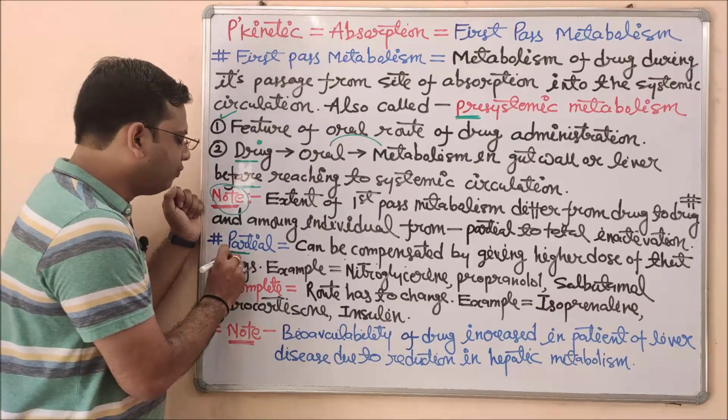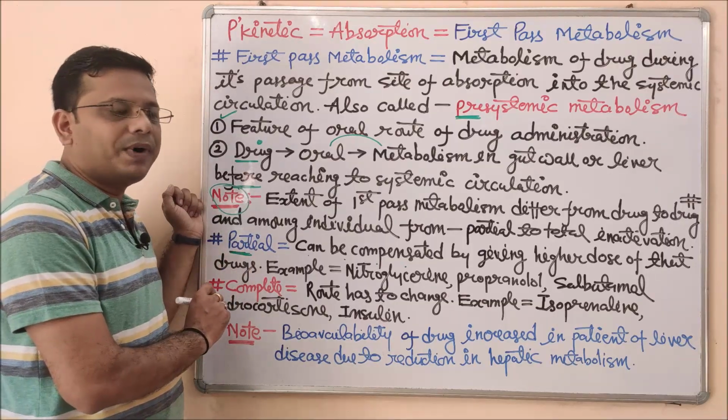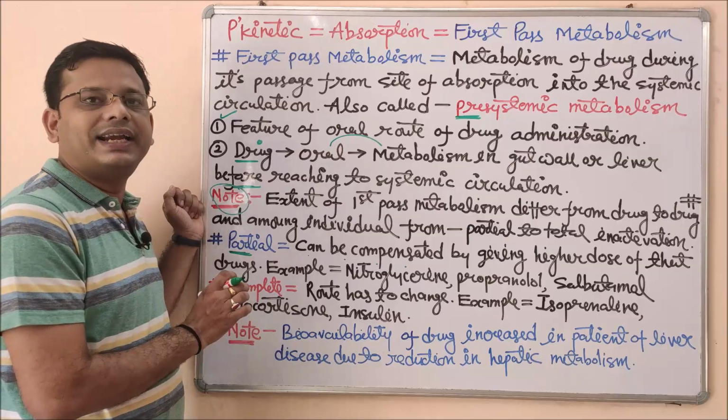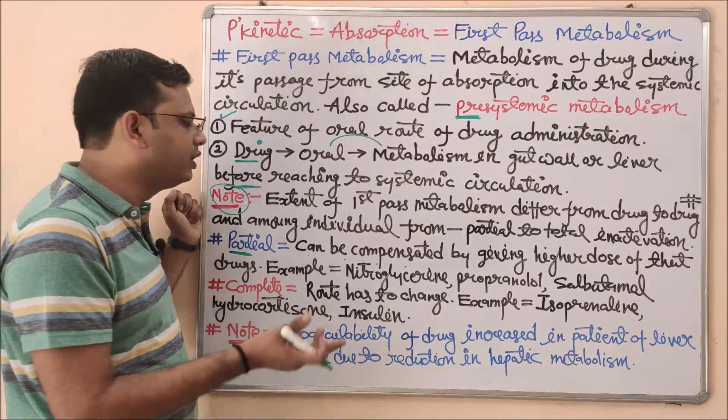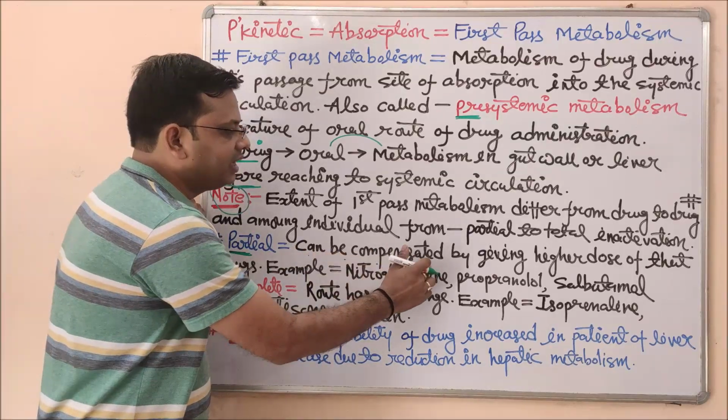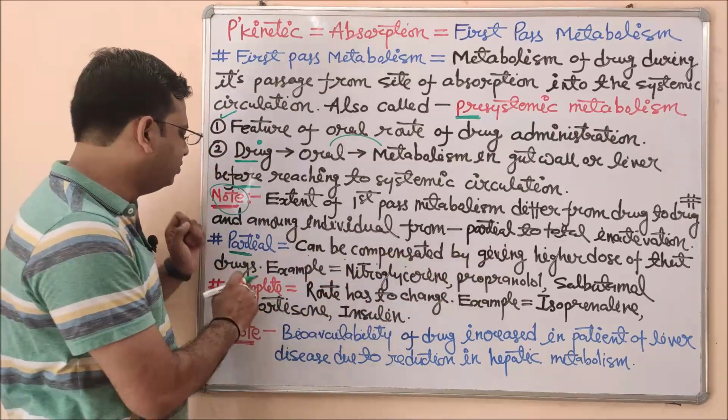There are two types. The first one is partial. What is the meaning of partial? It means a portion of the drug is getting inactivated. So how can we compensate? How can we manage the efficacy of the particular drug? It can be compensated by giving a higher dose of that drug.